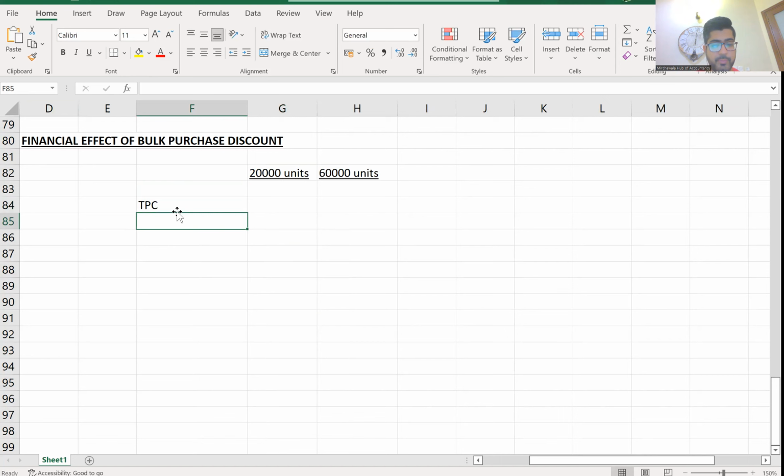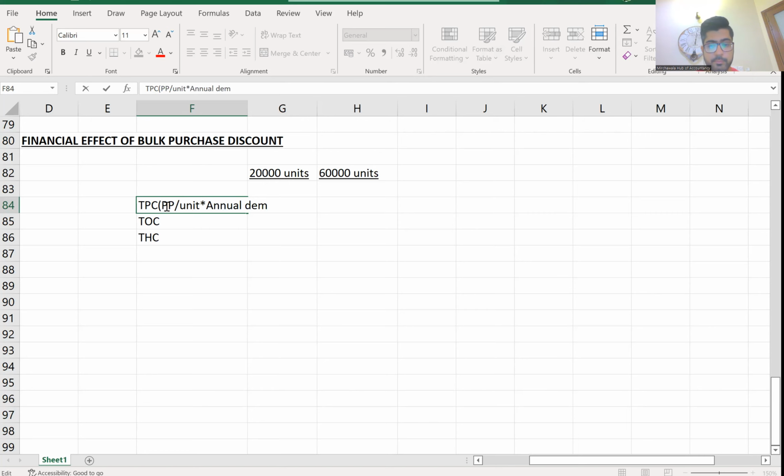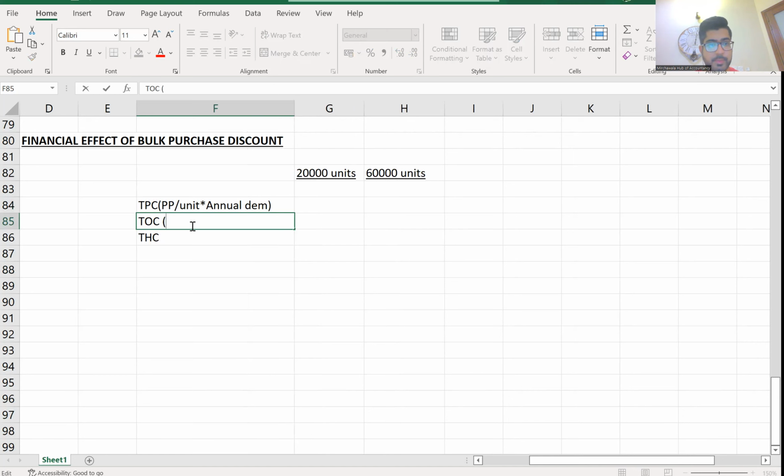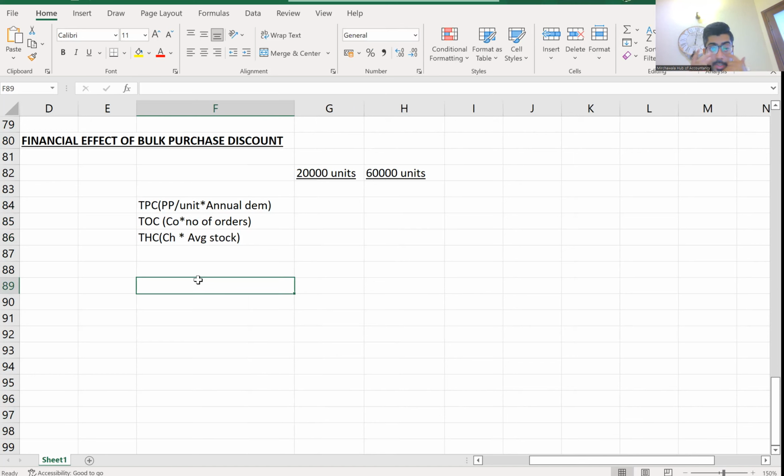total purchase cost TPC, total ordering cost TOC, and total holding cost THC at 20,000 units and 60,000 units, and then decide. TPC, remember, it's the purchase price per unit into annual demand. Okay. TOC, C naught into number of orders. And THC, it's CH into average stock. Okay. You get the total annual cost of stock at 20,000 and 60,000. This is a very easy topic, right? Bulk purchase discount, whether to accept it or not, you compare what you are doing and what the supplier offers. So TPC at 20,000 units.